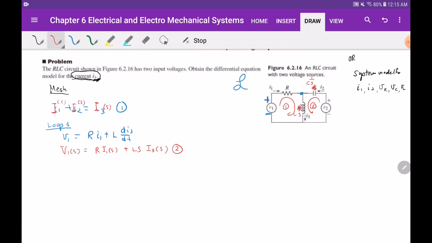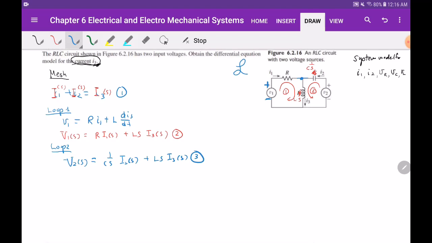For loop 2, do the same thing. We have V2 sub S equals, treat the impedance as if it's a resistor, I2 sub S times 1 over CS plus LS times I3 sub S. That's your third equation. We're trying to solve for I3, which means I want to get rid of I1 and I2. I have 3 equations, 3 unknowns, no problem.